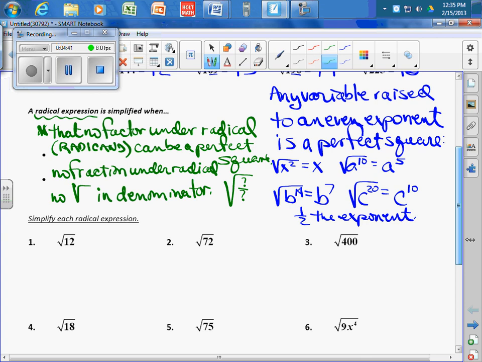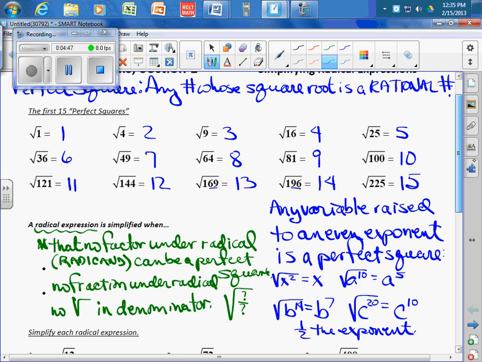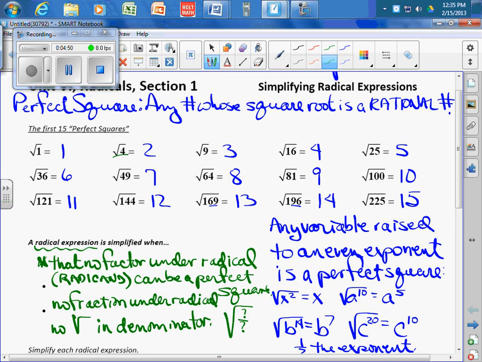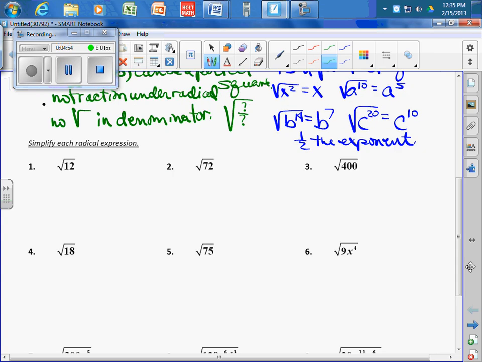Let's look at number 1. Now 12 itself is not a perfect square, but there is a factor of 12 that is a perfect square. What factor of 12 is a perfect square? It's 4. So what we could do here is break the 12 down into radical 4 times 3. And what is the square root of 4? Well, it's 2, so we would have 2 radical 3 as your answer.